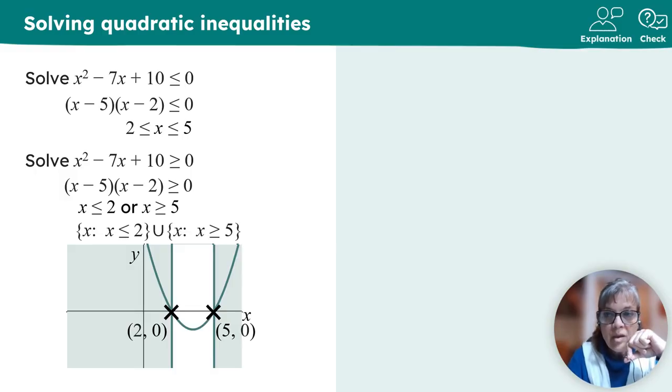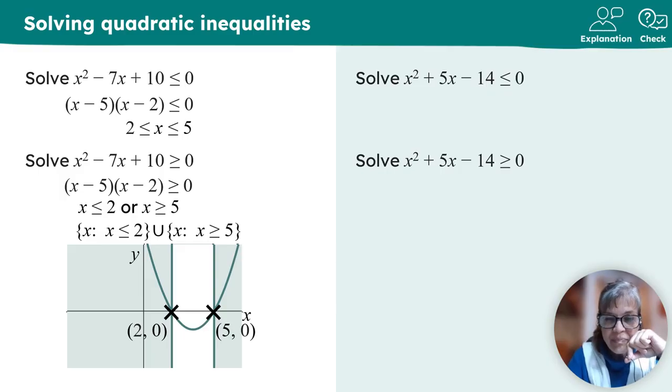Okay, here's one for you to try. Try to factorize it and think in your head, what would this graph look like and where would the critical values be, and do I want less than or greater than? Okay, pause the video and you try it.